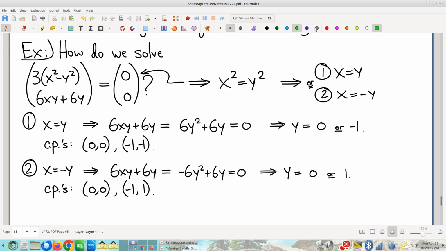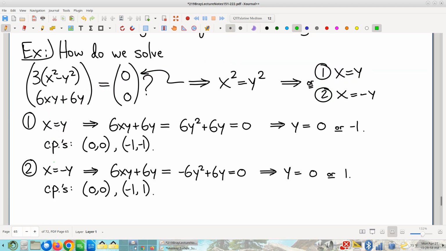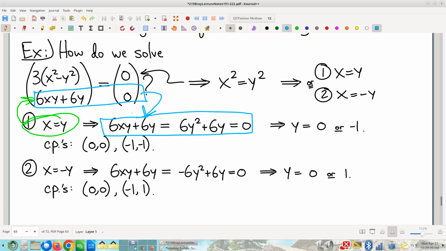So we will start with this one. Call this case 1. If it should be that x is equal to y, then what can we conclude from that? Okay, well, if x is equal to y, I can take that and plug it into this second equation. This second equation then turns into this.